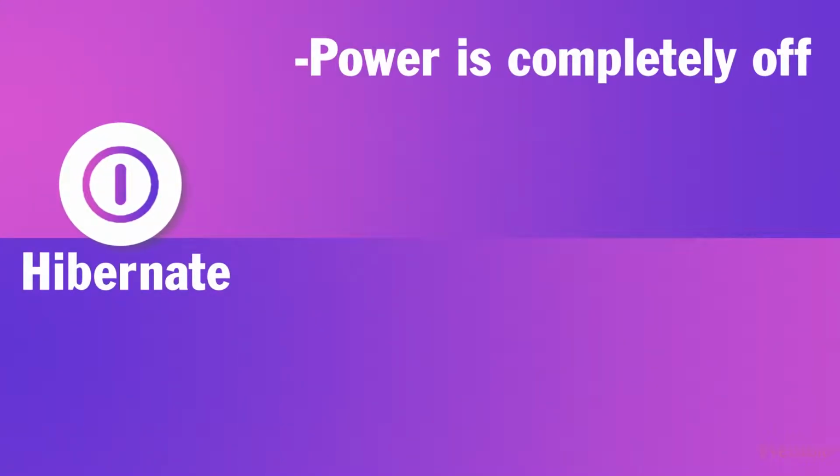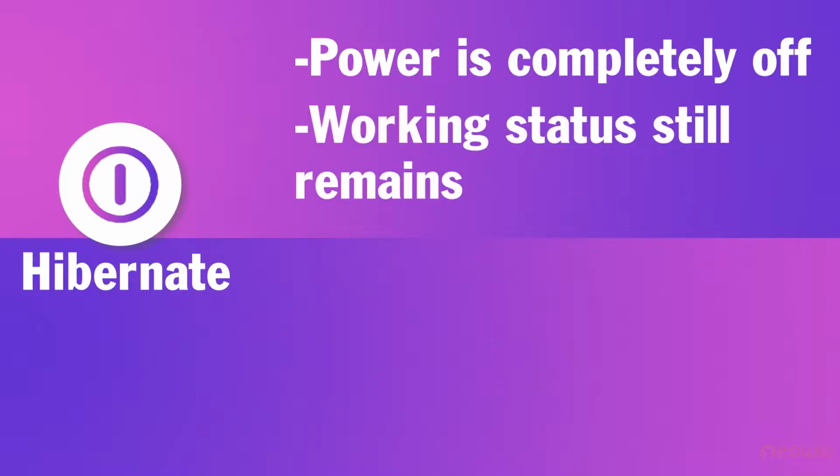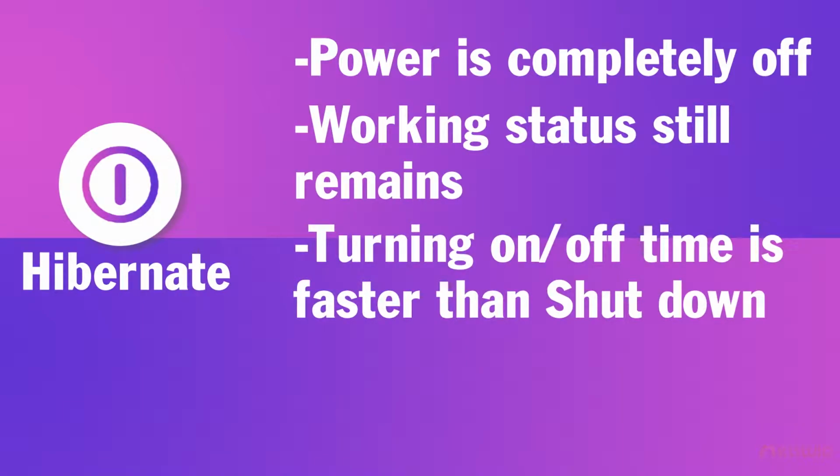Hibernate. This is a power saving mode, primarily used for laptop. Like Shutdown mode, power is off when using Hibernate mode. Windows will save all of your working data from RAM to SSD or HDD, which I call storage drive, before turning off. This data includes opening files, settings from operating system, and running applications. This will help you completely turn the power off but your working status still remains.